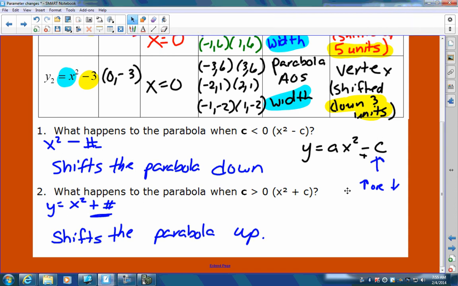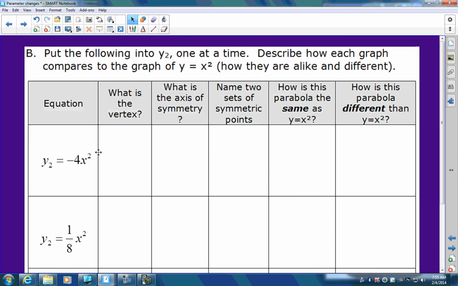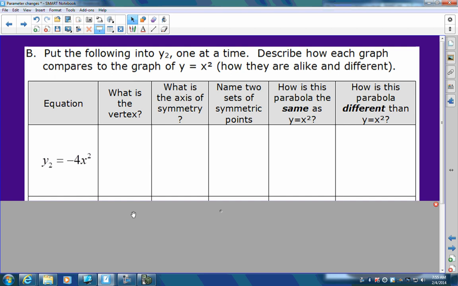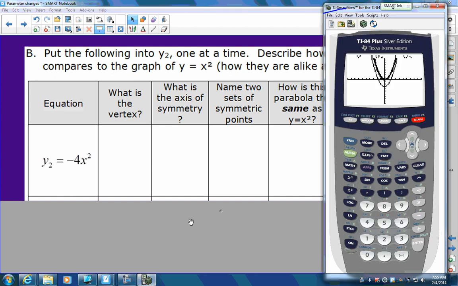So now, when you look at this right here, let me pull this down. All right, let's go in our calculator right now. And this time, let's go to y equals, and in y2, let's put negative 4x squared. And let's press graph. There's the parent function. And there's your new parabola.